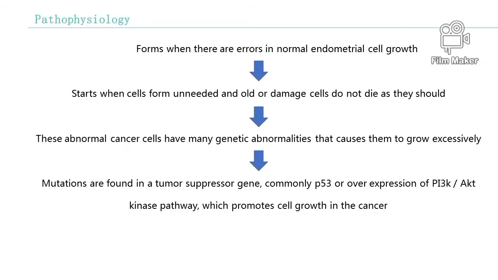Now going on to the pathophysiology. First, it forms when there are errors in normal endometrial cell growth. Then, it starts when cells from unneeded and old or damaged cells do not die as they should. These abnormal cancer cells have many genetic abnormalities that cause them to grow excessively. And lastly, mutations are found in a tumor suppressor gene, commonly p53, or overexpression of PI3K or AKT kinase pathway, which promotes cell growth in the cancer.